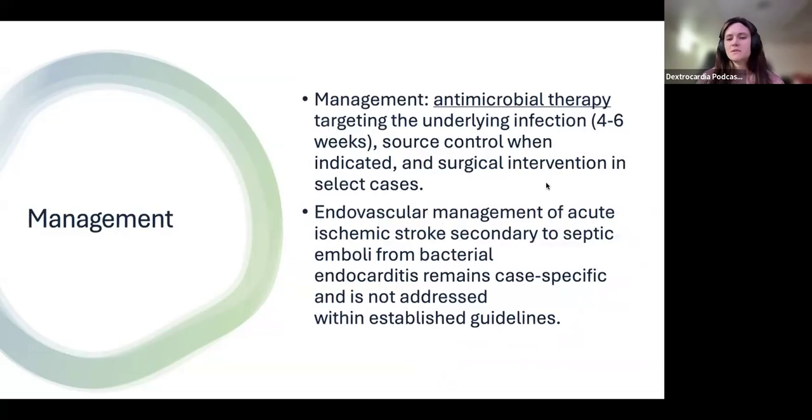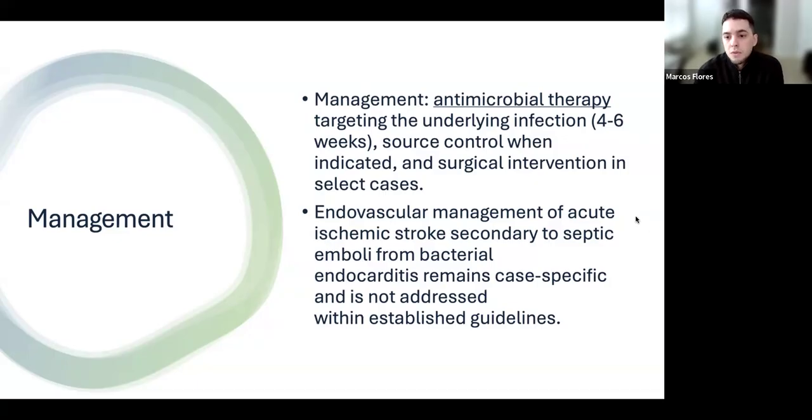The hallmark of management for these patients is antimicrobial therapy and treating the underlying infection, since it is so hard to retrieve those clots, and then source control too when indicated. Surgical intervention is only for select cases. And then endovascular management of the acute ischemic stroke secondary to septic emboli remains case specific, and it doesn't have really any established guidelines.